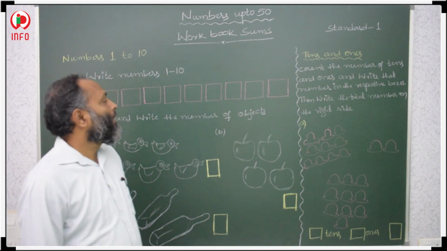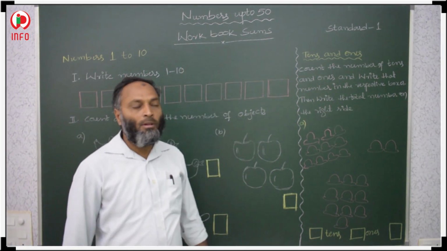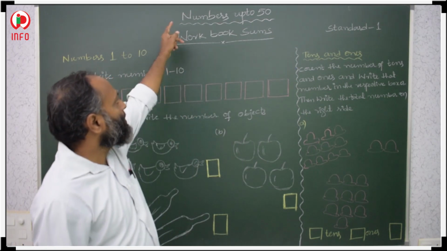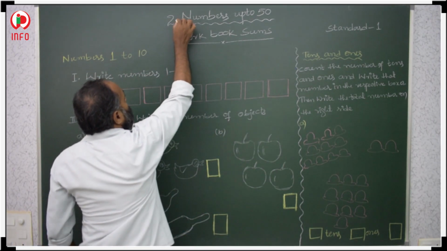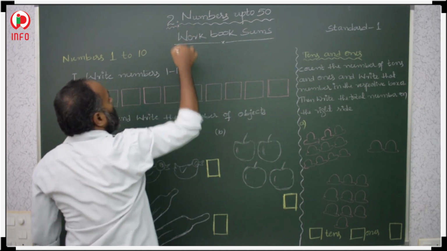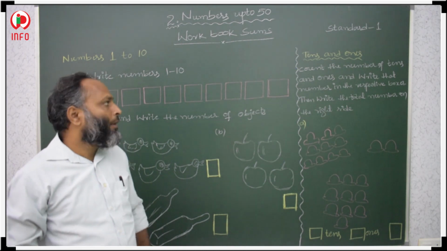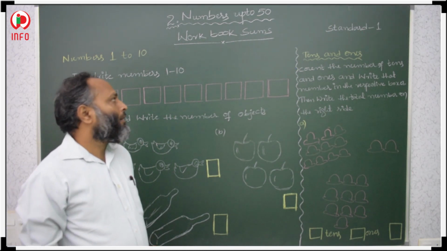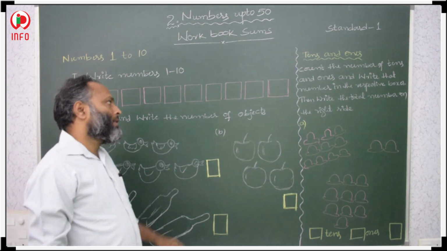Now students, today we are going to do our workbook sums. Our second chapter, chapter number 2, numbers up to 50. Then our first question, so we did it in our textbook also. So this is our first question.